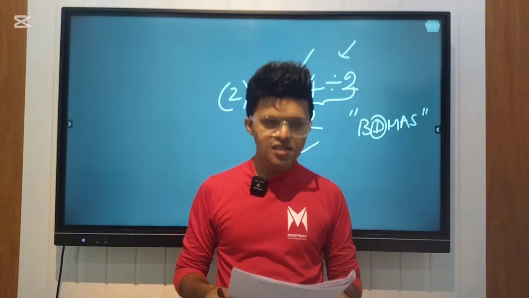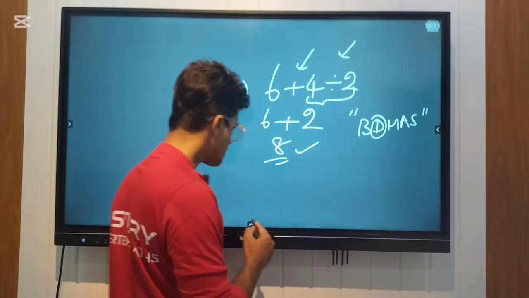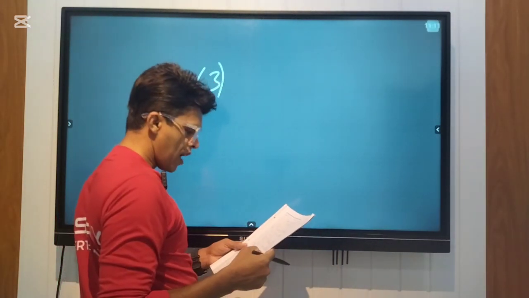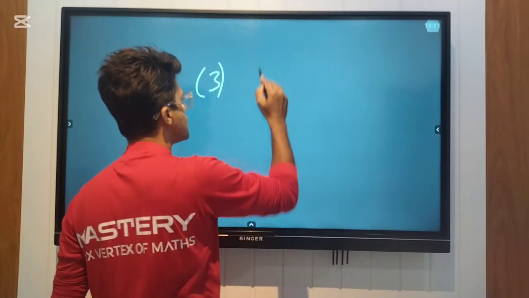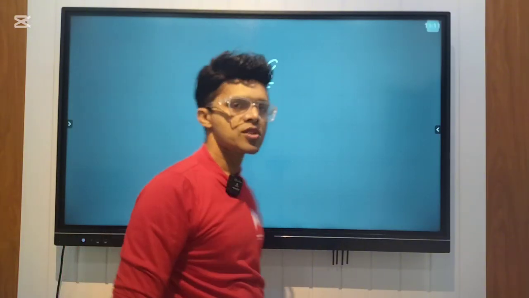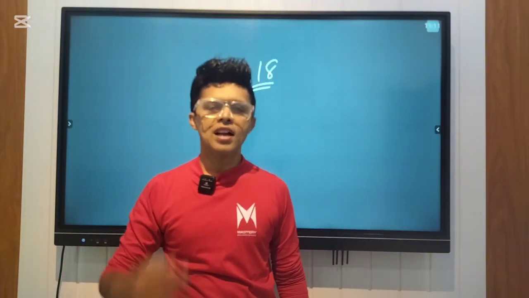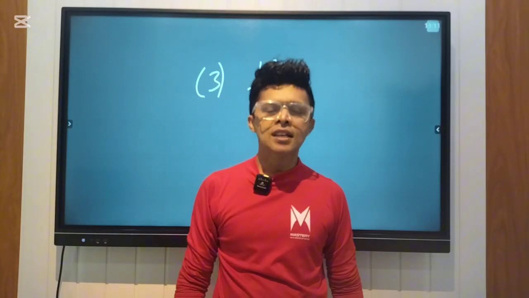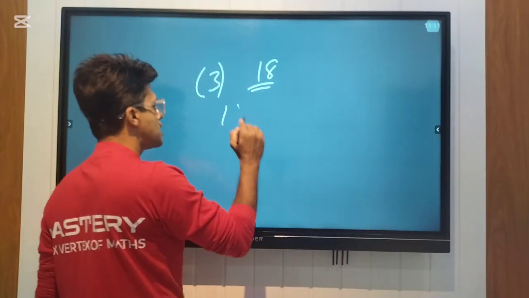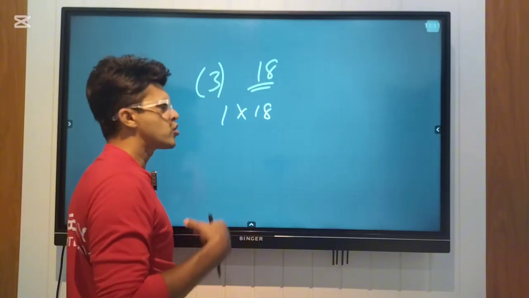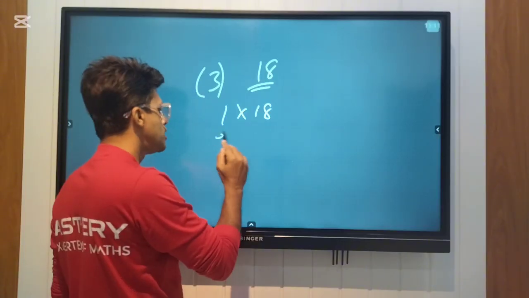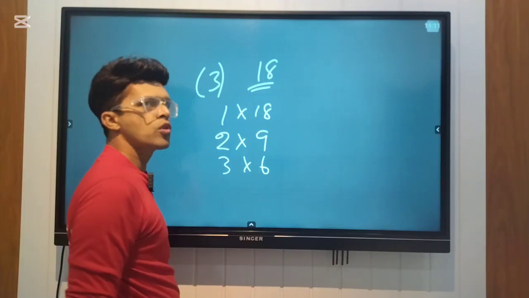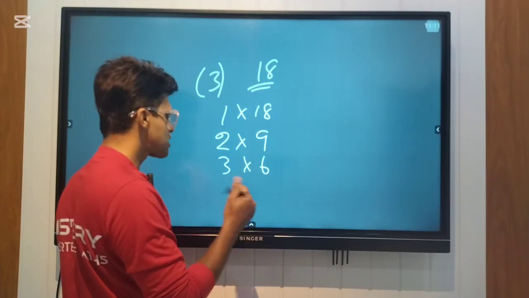So let's do the third question. The third question is to find all the factors of 18. In order to find all the factors of 18, you need to write the products of 18. Then 1 times 18 is 18. Afterwards, you need to remember the digit 2. Then 2 times 9 is 18. 3 times 6 is 18. Afterwards, you can't take 4, 5. 6 can be taken.